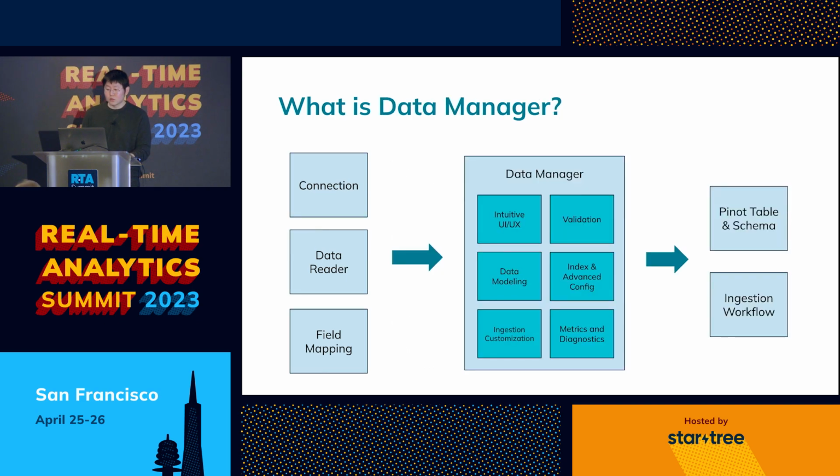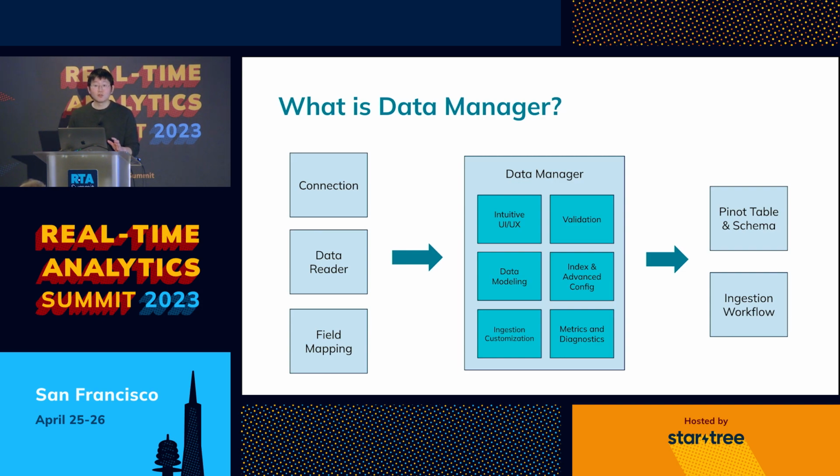So at a high level, Data Manager will take those 3 inputs: connection, data reader, and field mapping. And then with those, Data Manager is going to set up the Pinot table and schema in the Pinot cluster. And at the same time, it's also going to set up the ingestion workflow. So once you go through the Data Manager steps, then the Pinot table will be ready for production. And then the data will start to flow into the Pinot table.